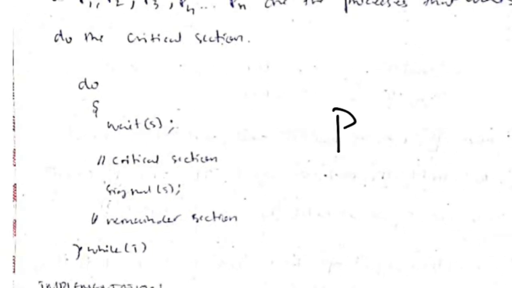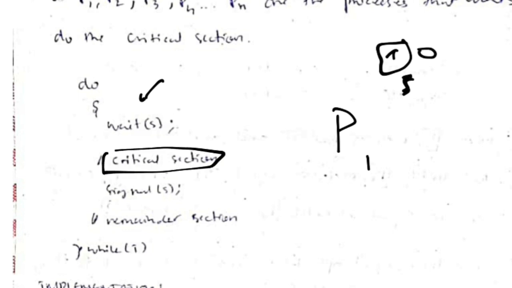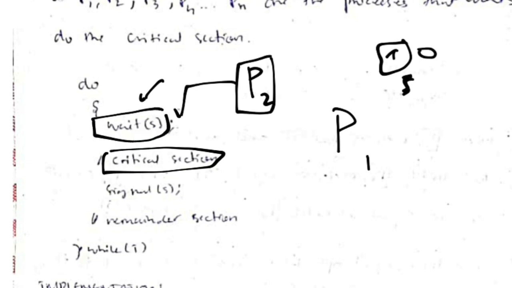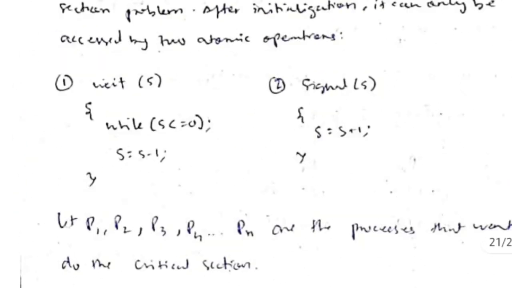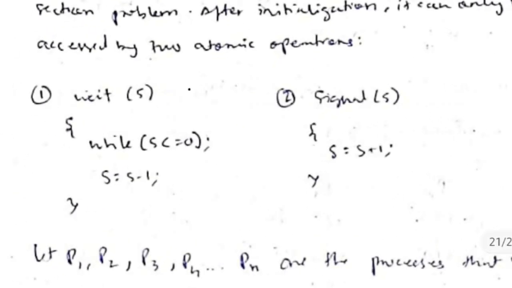Suppose that the first process P1 came and s value was 1. When it executed the wait function, s value became 0 and it went into the critical section. Now see, if another process wants to come at the same time, that should not happen. So how does this algorithm solve this problem? Suppose that P2 wants to come here, P2 will also execute the wait function. S value is 0, and P2 wants to execute it.